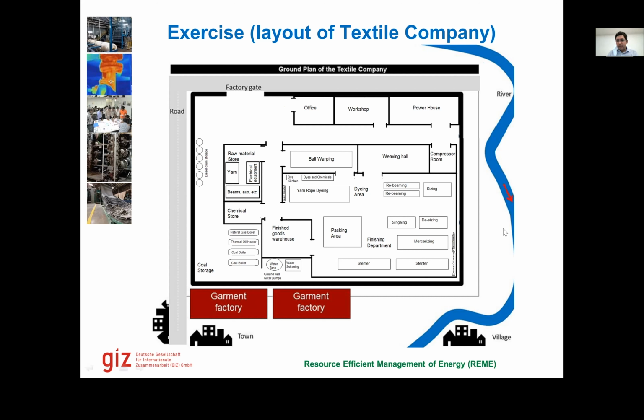On the right hand side, you see a river. At the bottom, you can see that there are communities, villages, and there is a garment factory on this side as well. Here we have the road. So this is the ground floor plan.